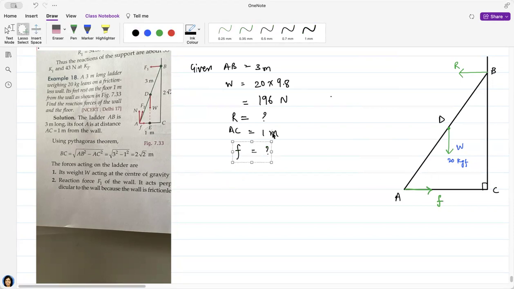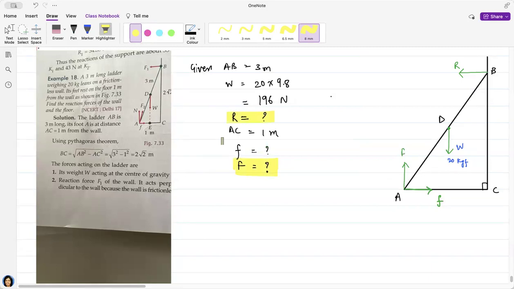Now there is some reaction force here also. Let me mark it capital F. So this is my capital F. I hope there is no confusion. Small f is frictional force, capital F is reaction force at B. Now, it says find the reaction forces of the wall and the floor. So my aim is to find the reaction force of the floor and the reaction force of the wall. These two things I have to find out.